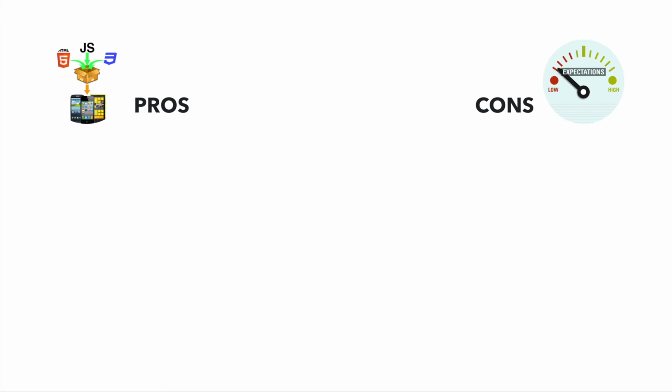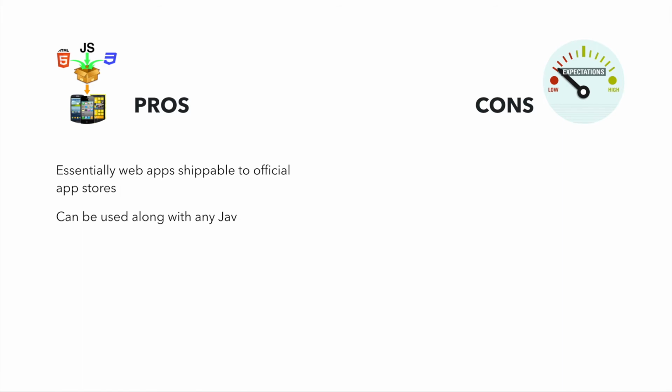Let's also discuss the pros and cons for this tier. The main pro is essentially web apps shippable to official app stores. That's the main idea for Cordova, that's the main idea for this tier for hybrid apps. You can reuse your skills for web development and then ship those skills into a mobile app, so you can deliver your app from the app stores. This can be used along with any JavaScript framework or library. As I showed before, most of the frameworks focus on this hybrid development.